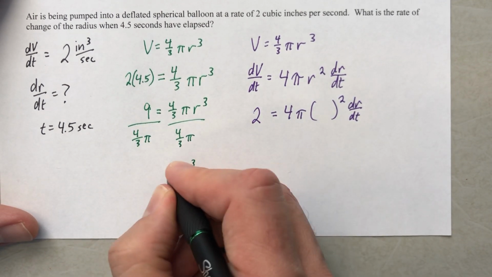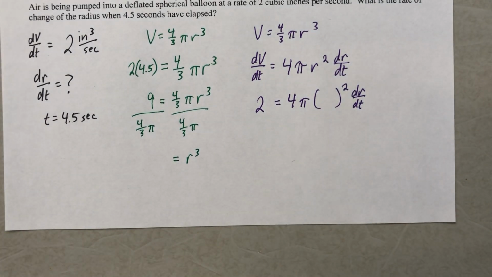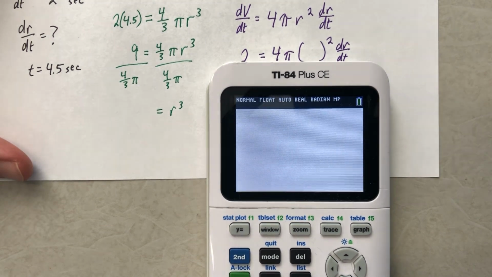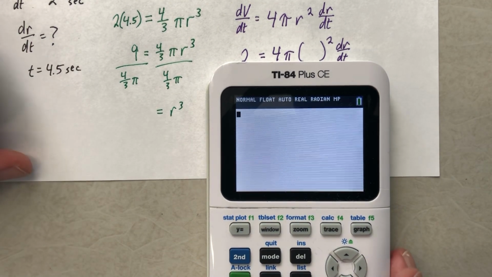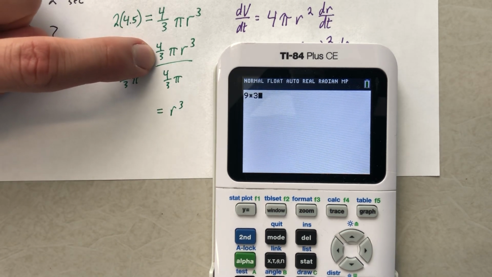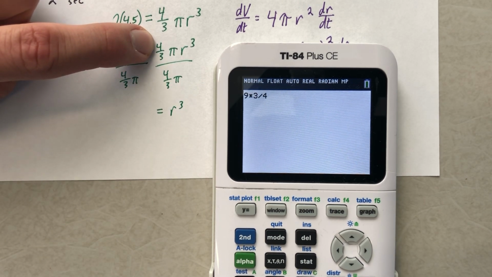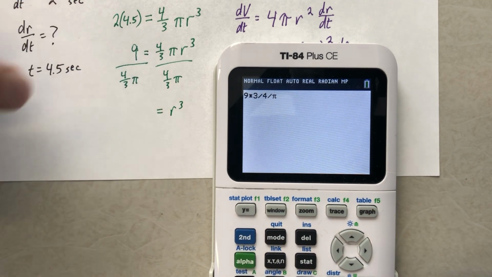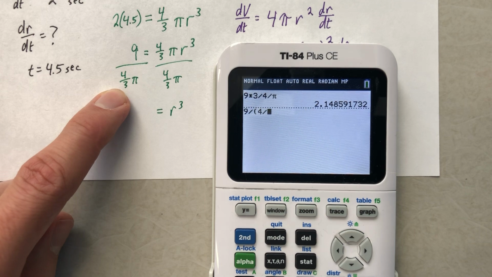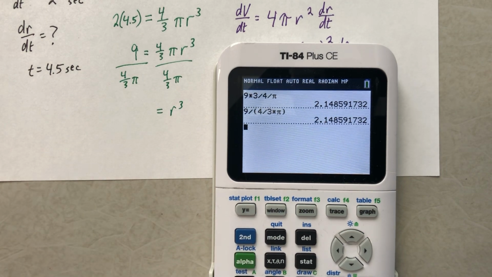And then r cubed will equal that. So I'm grabbing a calculator. And I wrote one thing, I'm going to type something different. If I wanted to solve this for r, I would multiply by 3, divide by 4, and divide by pi. And it's the same thing as if I did 9 divided by 4/3 pi. Okay, I'm going to get the same thing either way.